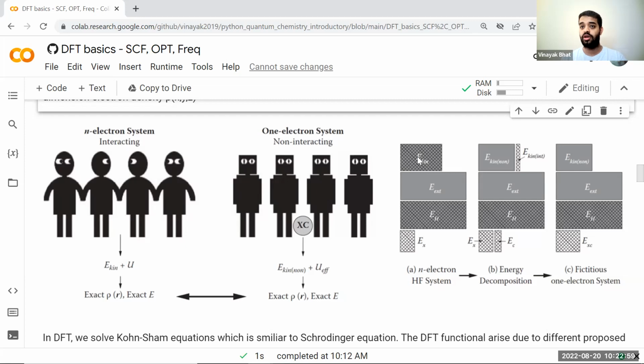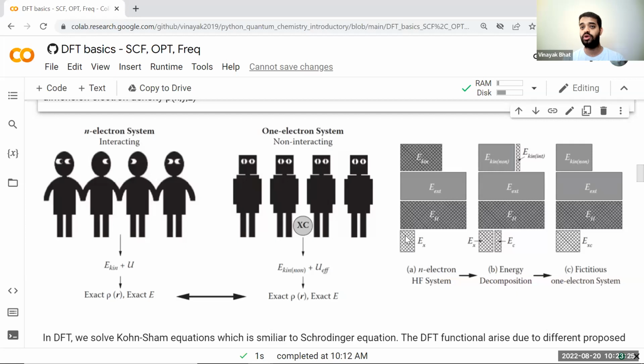And on the right over here is shown how the decomposition takes place. As we saw earlier, we had the kinetic energy term. And this V external is the interaction between electron and nucleus, which is VNE. And this is the Coulombic interaction between electrons. And we saw that there was an exchange part.